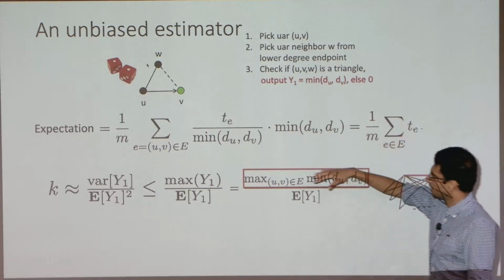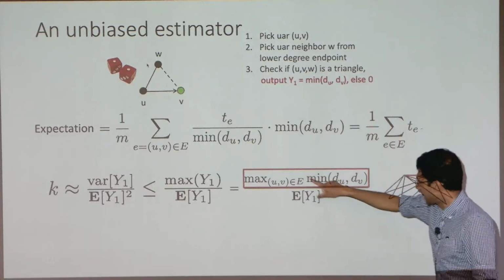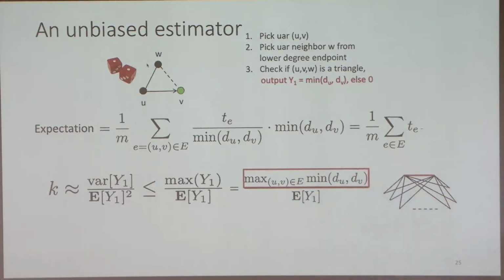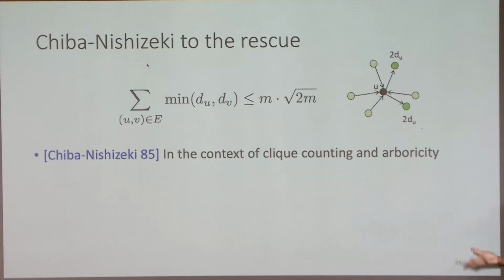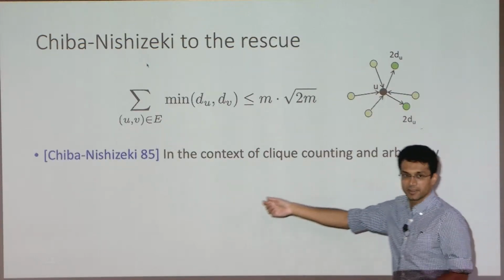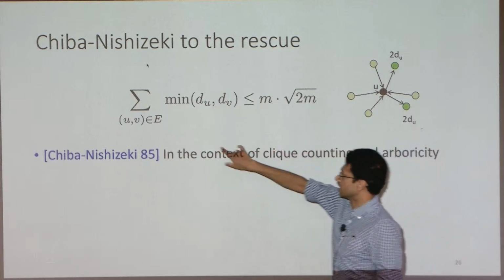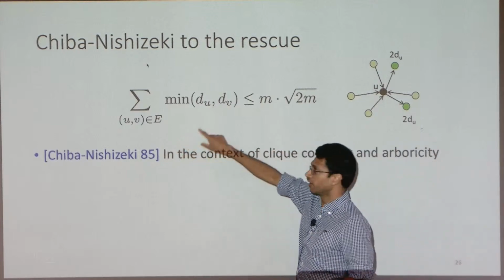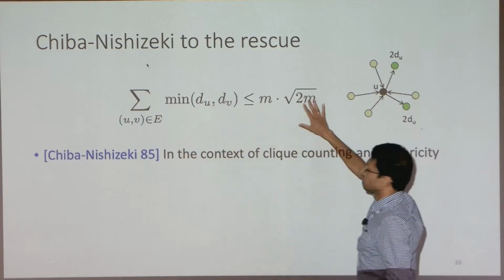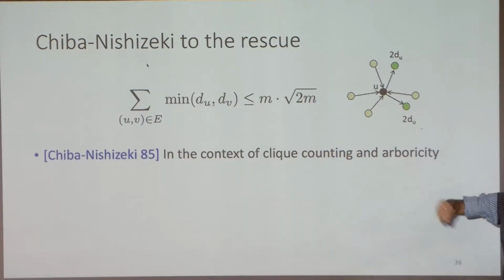So what seems to come out of all of this is that the behavior of this min(du, dv), which is, over each edge, look at the minimum degree of the endpoints, is playing a role. And so Chiba-Nishizaki in 1985 have this inequality. Let's say that the sum over all edges of the min of du, dv is at most n to the 3/2. And the proof of this is pretty much what I showed you before with that orientation.